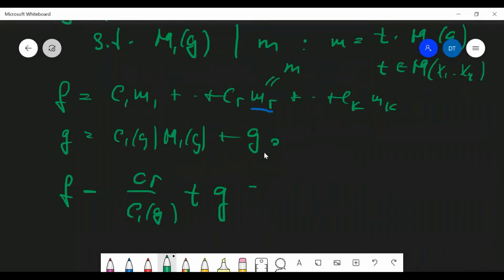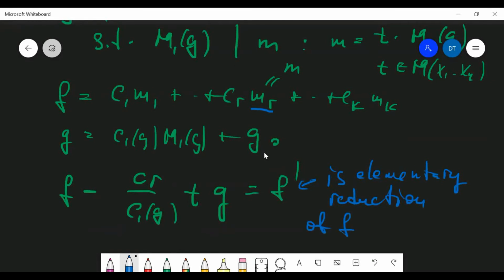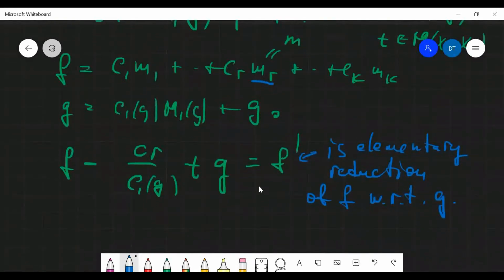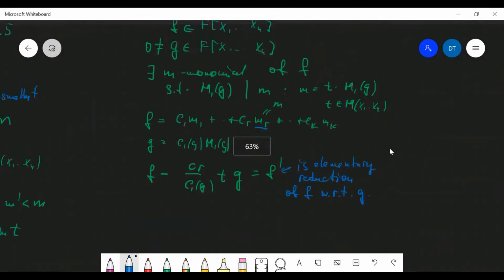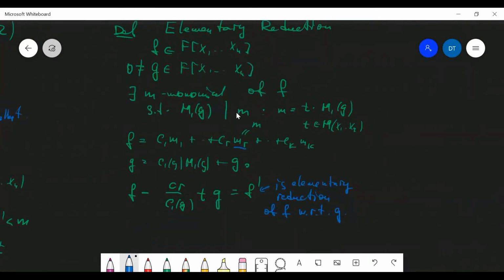So this will be f prime, and f prime is by definition an elementary reduction of f with respect to G. So this is just the definition. So let me go again one more time.